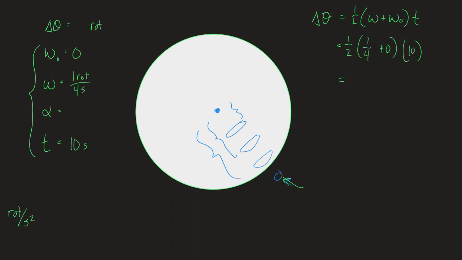1/2 of 1/4 is 1/8. So 10/8, or 5/4. So it looks like it makes 1.25 rotations. Not terrible. So we can add to this.